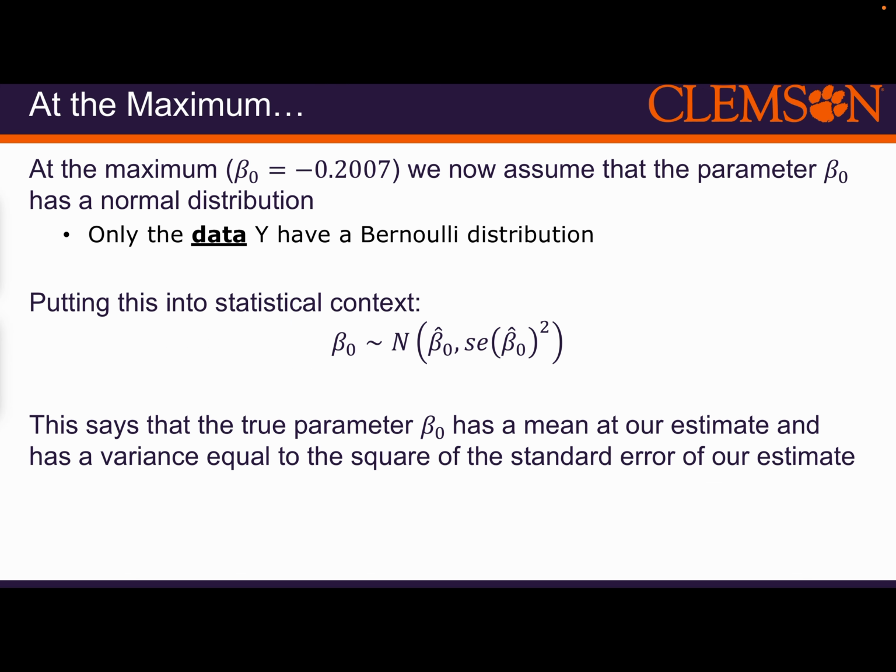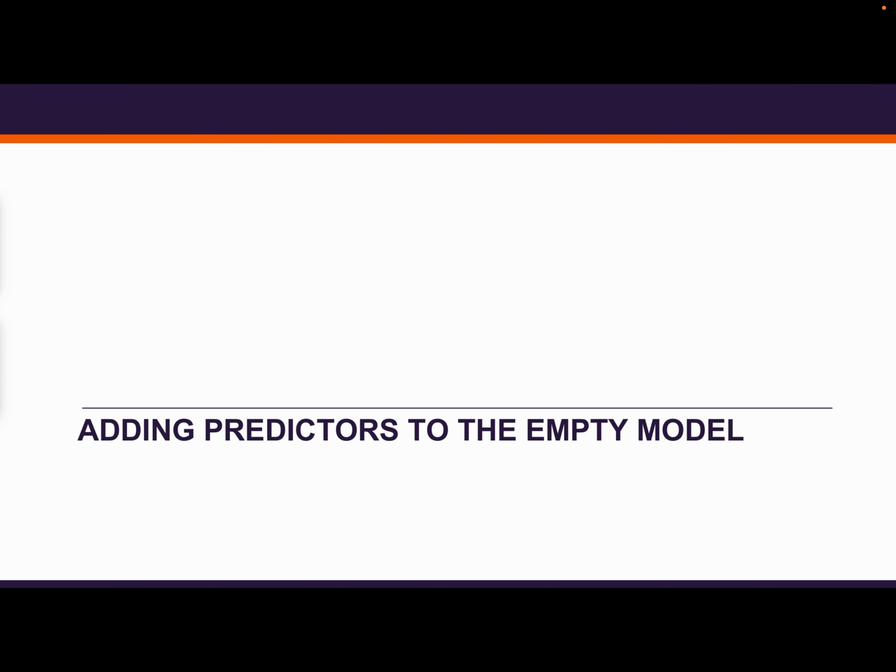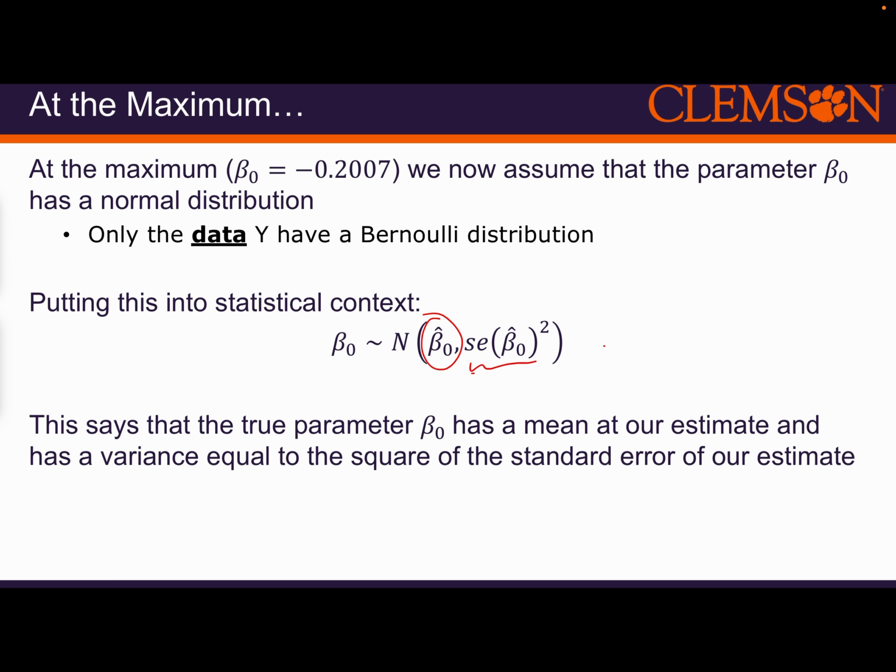All right, at the maximum, we now assume the distribution of the parameter is normal. We assume asymptotic convergence, just like we saw in the maximum likelihood lecture. So that means that beta 0 follows a normal distribution where the mean of it is its point estimate, and the variance of it is its standard error squared. And we can use this feature later on to assess the significance of each of our parameters.